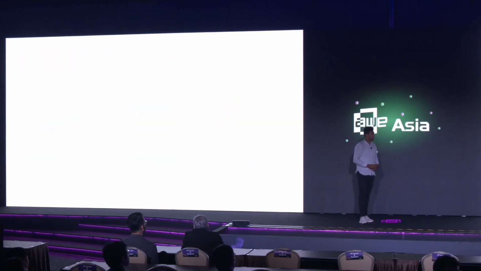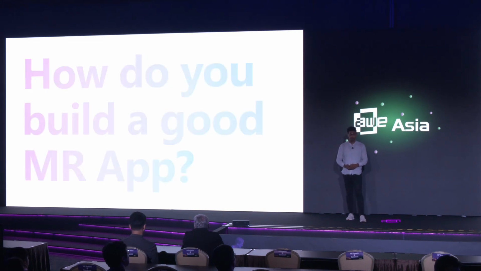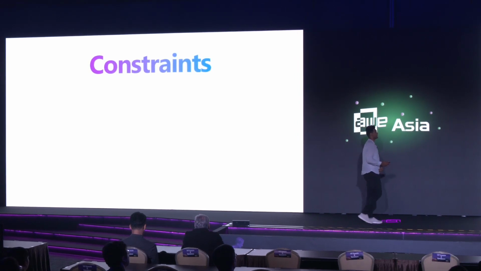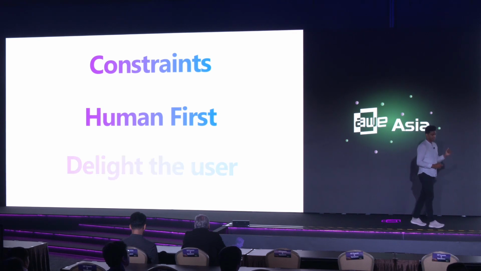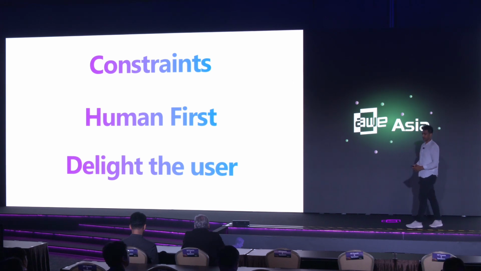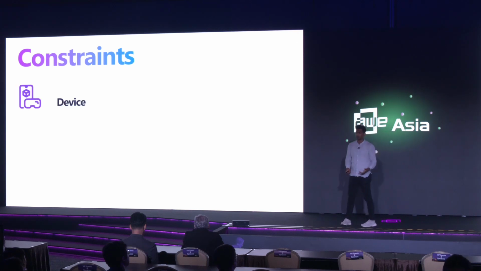So how do you actually build a good MR app? Well, there's a few things you need to consider, and there's three main considerations. The first are, what are your constraints? Then I want you to put the human first. And lastly, I want you to think beyond just getting work done and think about how you actively can delight the user. So when we talk about constraints, the first thing to consider is what device you're building on.